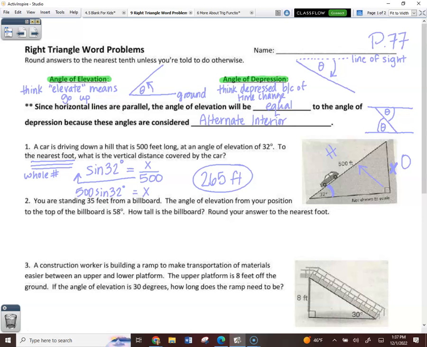I hope y'all are with me. I'm getting concerned. You're 35 feet from it. You have an angle of elevation of 58 degrees. It says, how tall is it? So now you've got to know where to put the X as well.